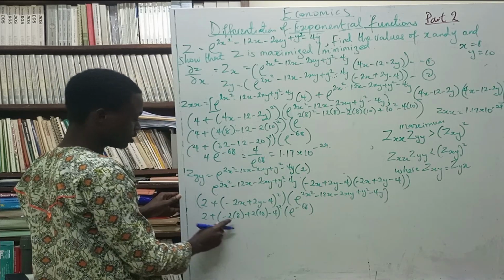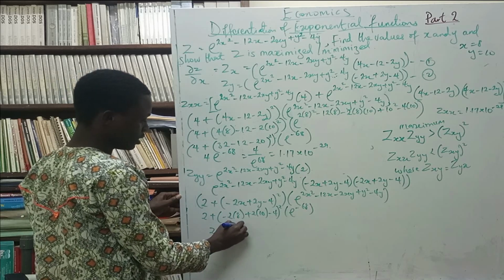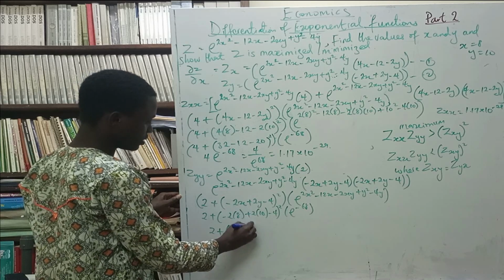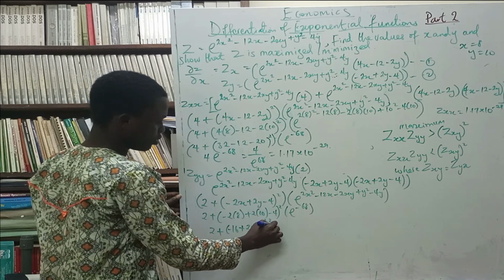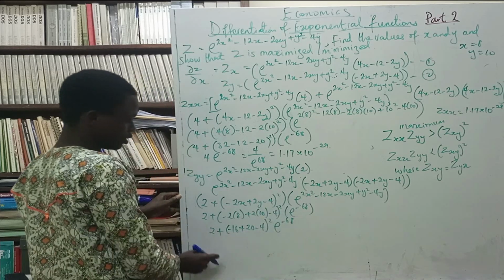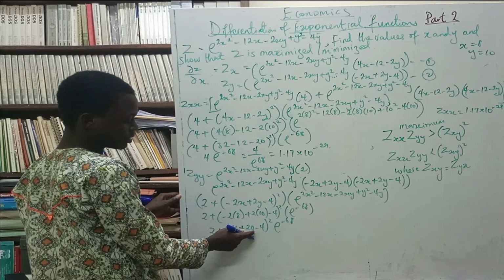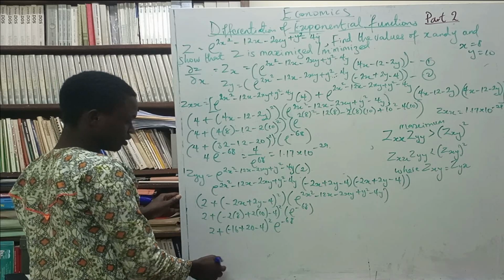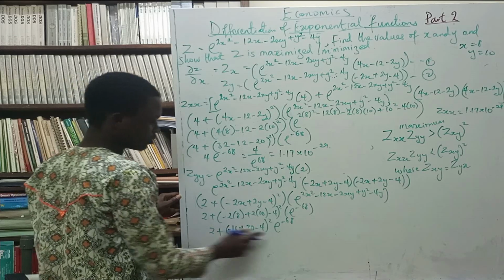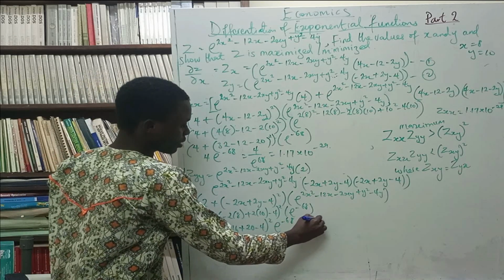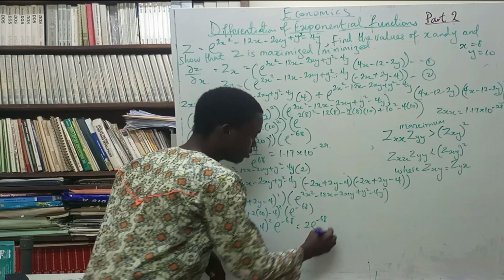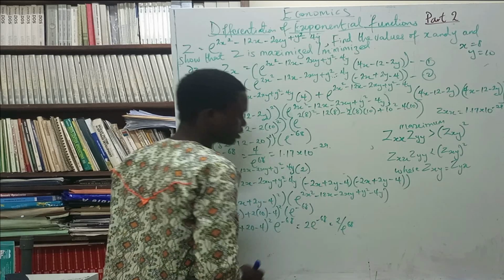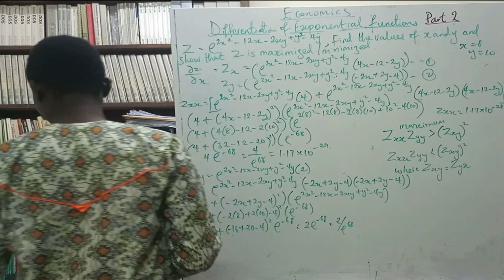So 2 plus 2 times 8 is 16. This is minus 16 rather, minus 16 plus 20 minus 4 squared. Okay, e raised to power minus 68. So if you look at it, minus 16 plus 20 is 4. 4 minus 4 is 0. 0 squared is 0. So we are left with 2. So this is going to be equal to 2e raised to power minus 68. Or better still, we are going to be having 2 over e raised to power 68. Let me just leave it this way, but no problem.